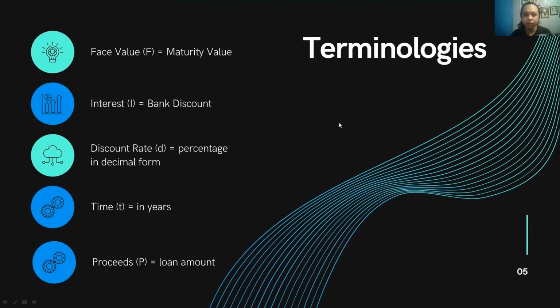Here are the terminologies that we use in computing the simple discount note. F for face value or the maturity value, I for interest or the bank discount, D for discount rate, T for time, and P for proceeds or loan. And take note, in computing, the discount rate must always be in decimal form, and the time must always be in years.